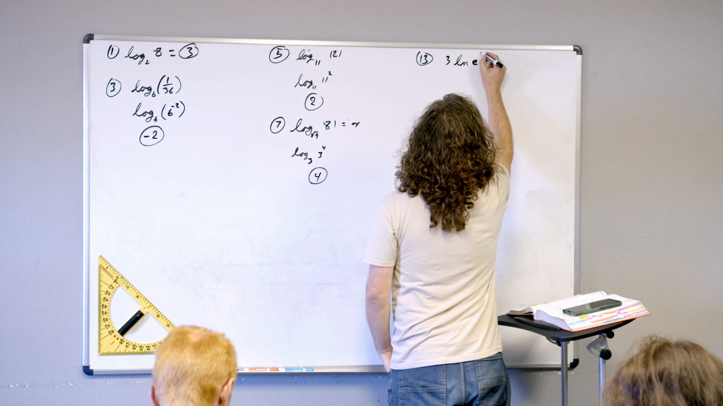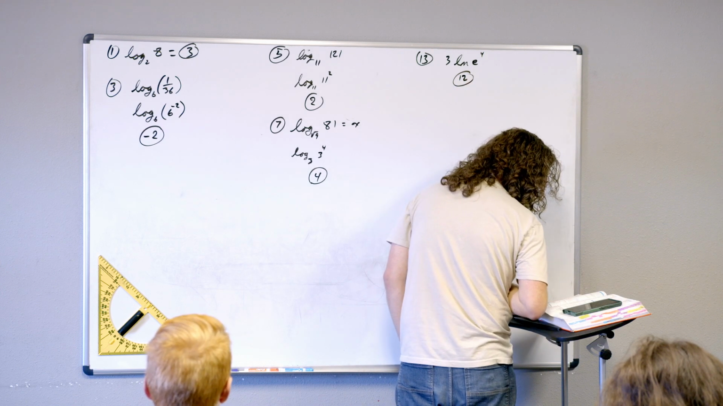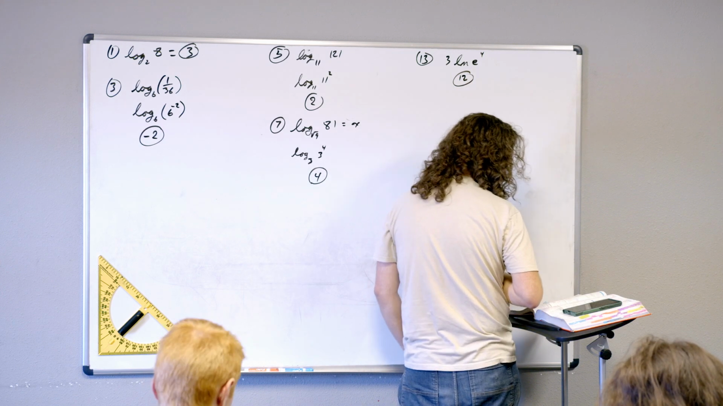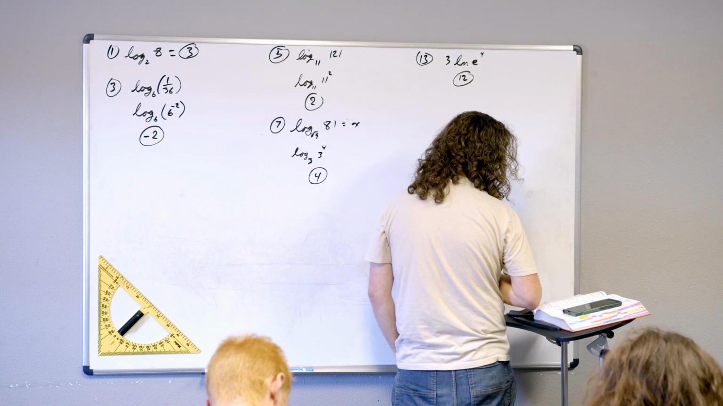Log of e to the 4th is 12. How do you do 9? Punch it in the calculator. 9, 11, 17 and 21, you can just shove in the calculator.